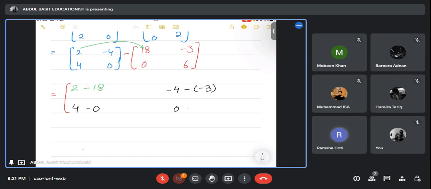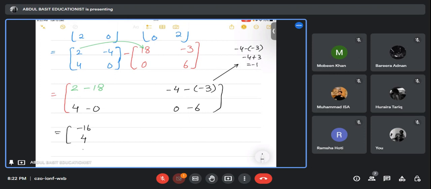Agree? Okay. So 2 minus 18 is minus 16, right? 4 minus 0 is 4. Minus minus is plus. So I'm solving this in a rough working because this is creating a confusion for you. So minus into minus 3. So minus minus is plus. So minus 4 plus 3. So the answer is minus 1.